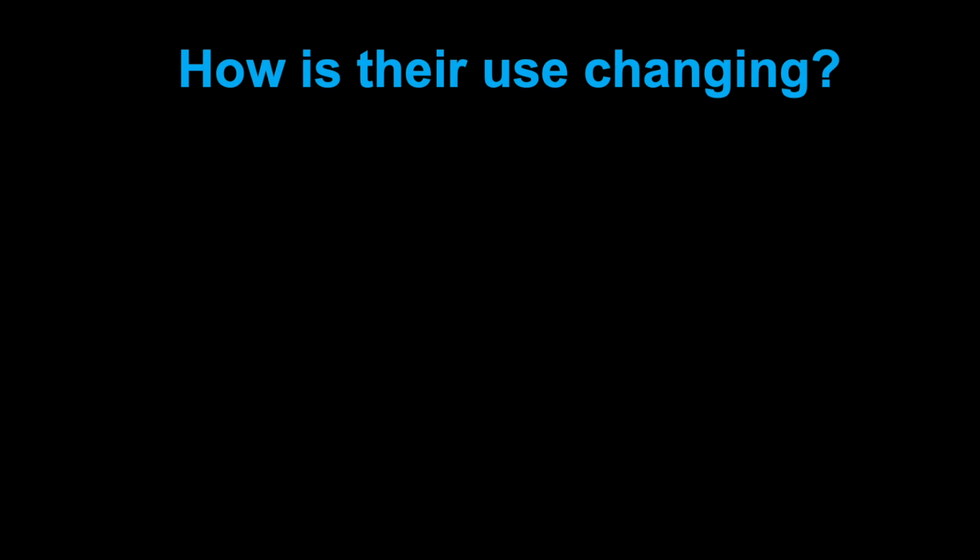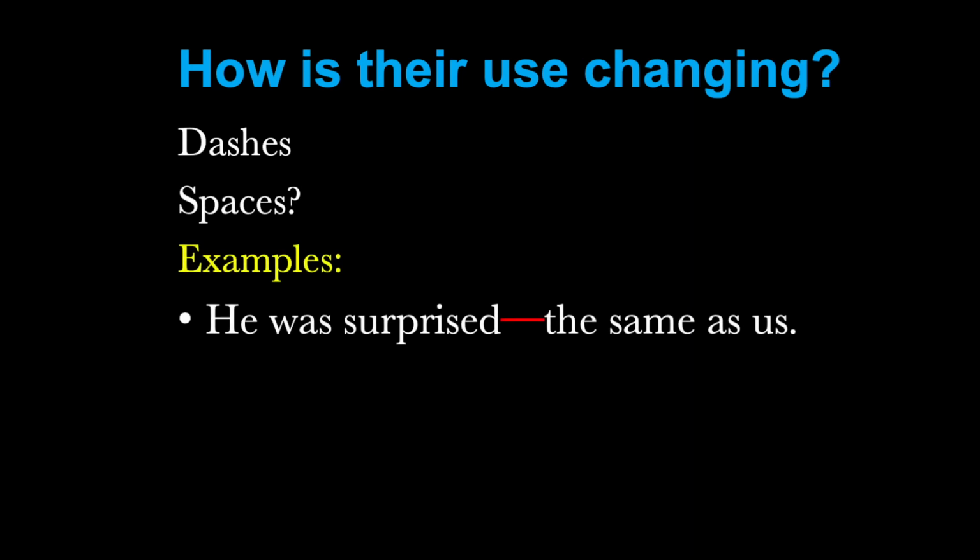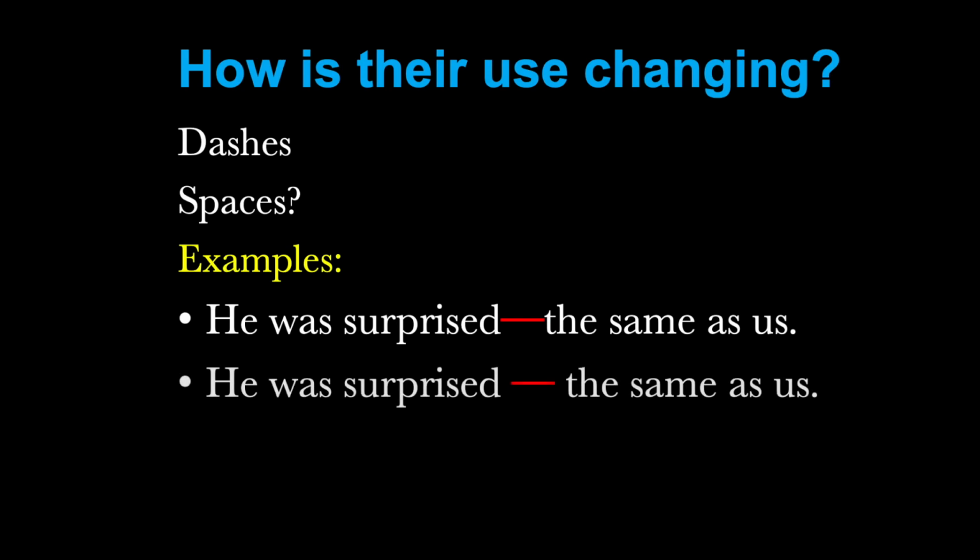What about spaces around these punctuation marks? While hyphens never have spaces before or after them, dashes may or may not. Look at these examples. He was surprised—the same as us. He was surprised — the same as us. In one, we have no spaces. In the second, we have spaces before and after. The former is how you will see the dash used in older texts, but increasingly modern usage is allowing spaces to creep in. As always, pick a way to do it and stick with it.